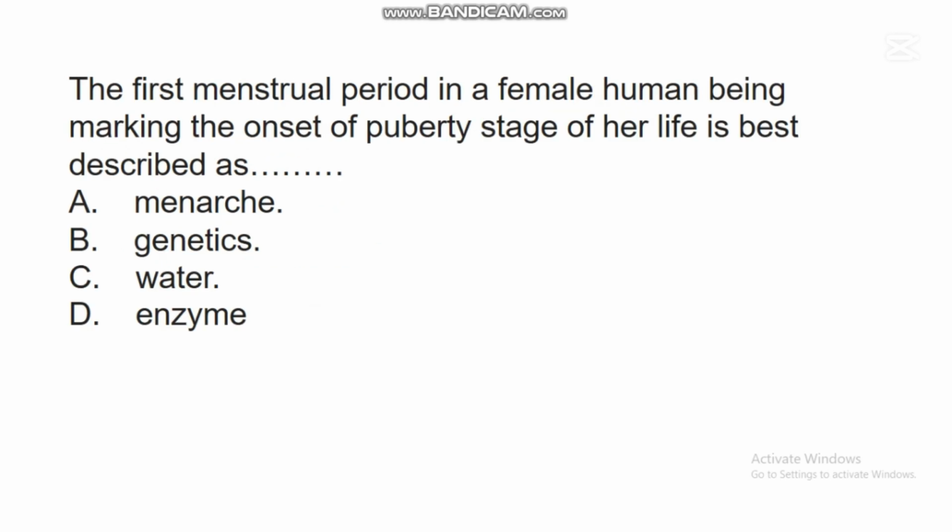The next question says, the first menstrual period in a female human being, marking the onset of the puberty stage of her life, is best described as dash. A. Menarche. B. Genetics. C. Water. D. Enzyme. In this question, the correct answer is A. Menarche. Menarche is the first menstrual flow in a female, marking the onset of the puberty stage of her life.